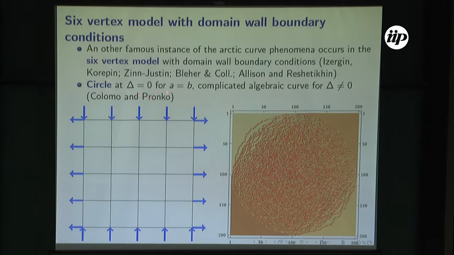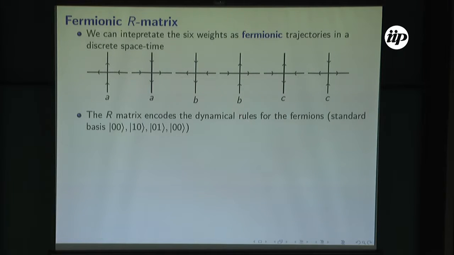But I will only speak about the case delta equals zero and show you how you can get the circle, mapping the problem to a free fermion one, and using the technology that we discussed for the XX chain. Okay, so first of all, where are the fermions? How can you fermionize the model?